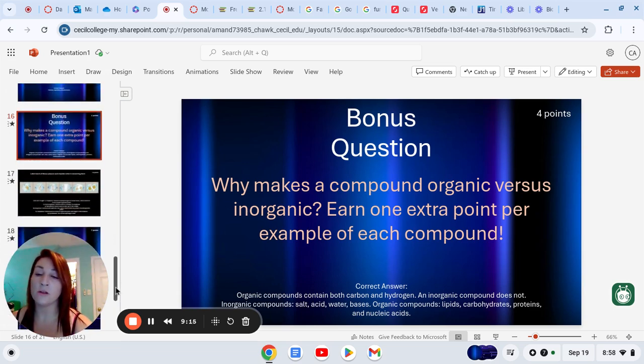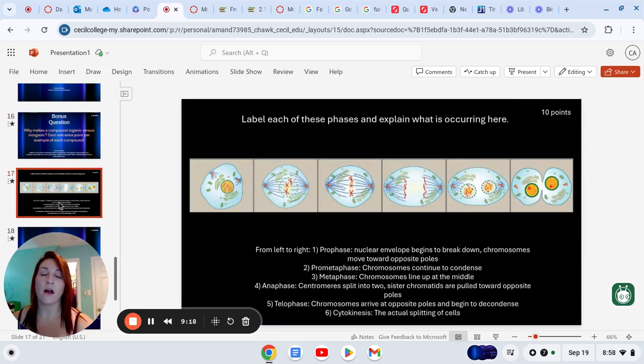The next one, so on this slide, when the slide originally comes up, the bottom is blank, and then it says label each of these phases and what's occurring here. So that would be, this is what mitosis looks like and cytokinesis, and then they would have to go through and explain each stage of that process.